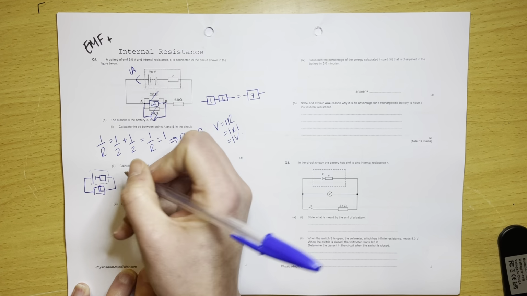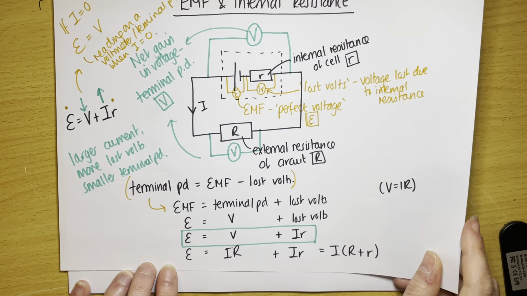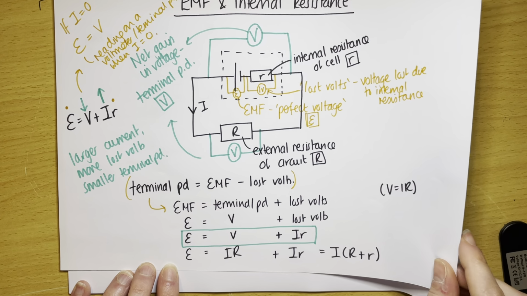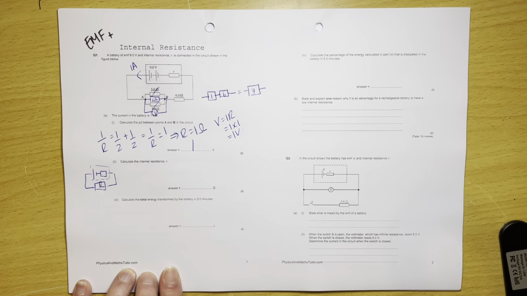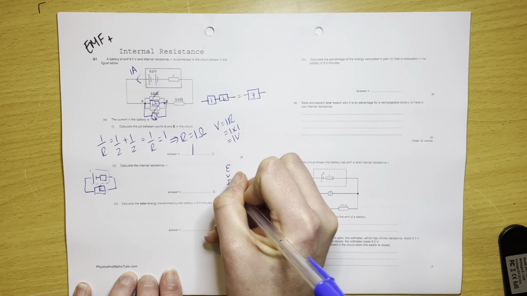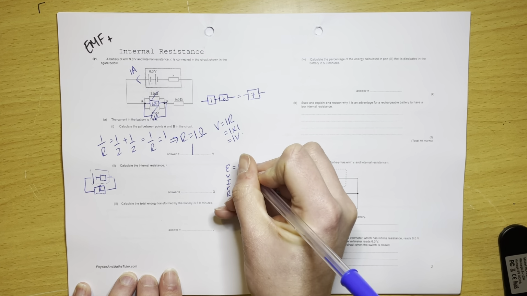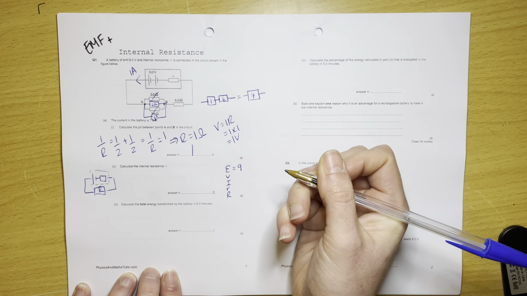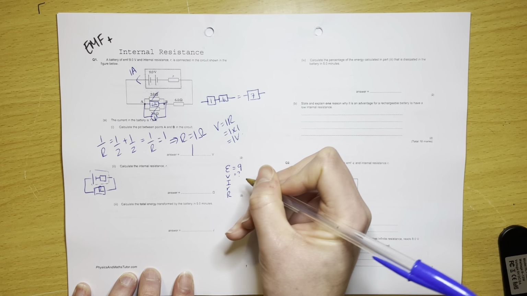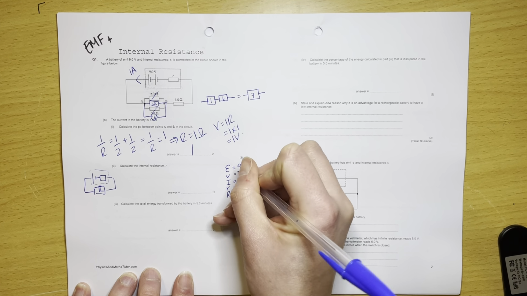So I'm going to use one of these equations here. I'm going to bring this back in. So I need to use E equals V plus Ir, or E equals IR plus Ir, or E equals V plus lost volts. There's lots of different things I can do. What I often do is I write down what I know and what I don't know, quite like SUVAT. So I know that the EMF of this is 9 volts, and the terminal PD I haven't worked out yet. I know the current through the battery is 1 amp, and I don't know the internal resistance. I'm looking for that.